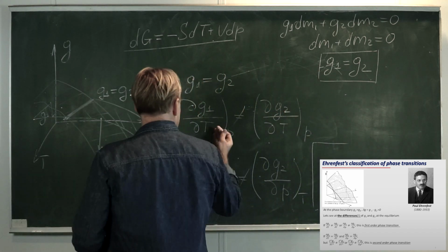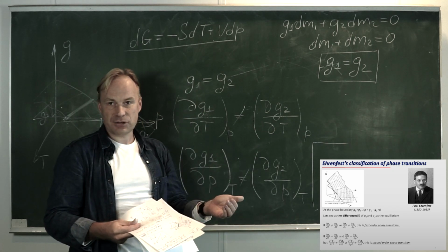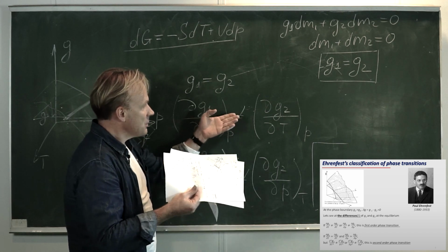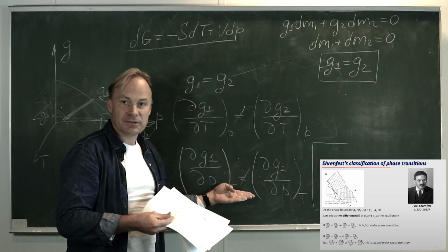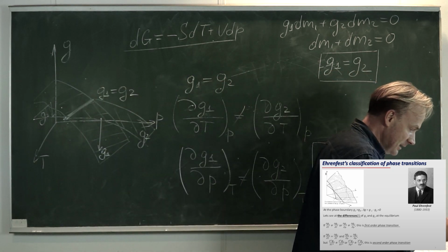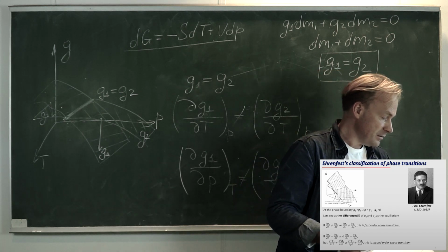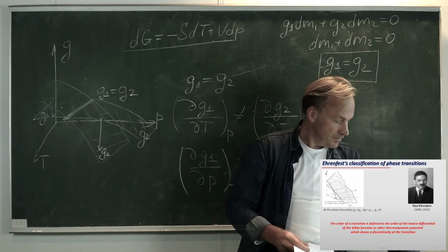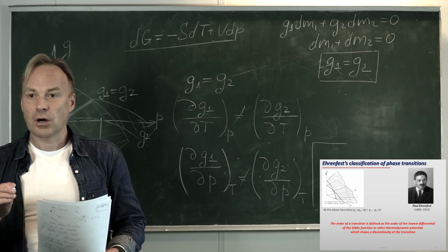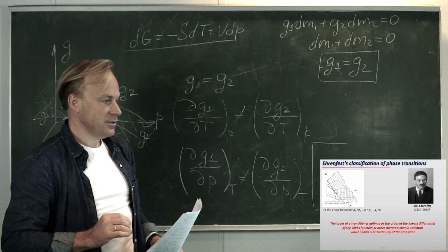And if it is already the first derivative where specific Gibbs function experiences a jump, we will call it first order phase transition. If first derivative is still a function without a jump, but then it is the second derivative which experiences the discontinuity at the phase transition, we will call it second order phase transition. If first and second derivative do not show discontinuity at the phase transition, but it is third derivative with a discontinuity, we will call it third order phase transition. So the rule is the order of a transition is defined as the order of the lowest differential of the Gibbs function or other thermodynamic potential, which shows discontinuity at the phase transition.